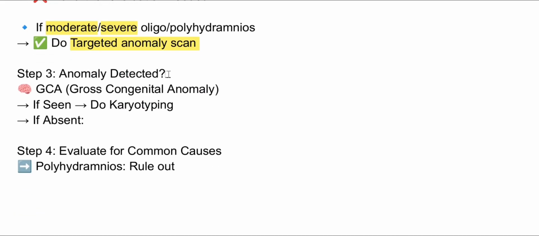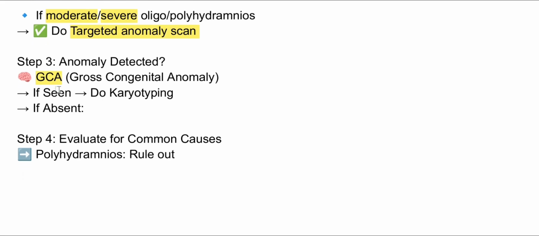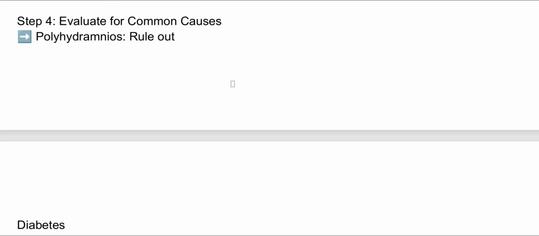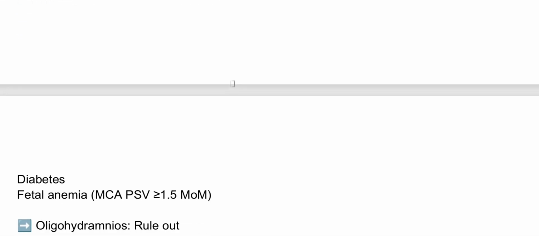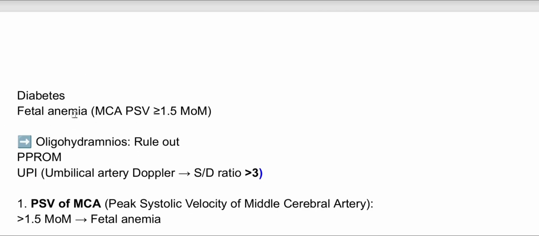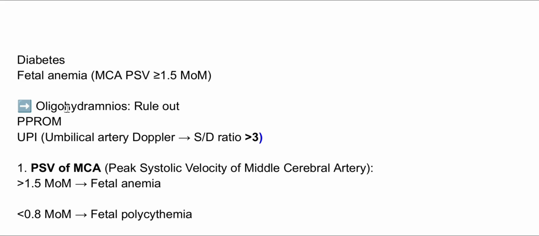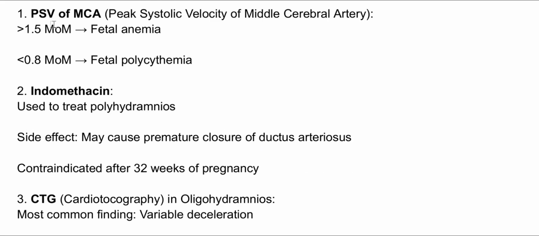Step 3 is anomaly detection. If any gross congenital anomaly is detected, we will go for karyotyping. Step 4, we will rule out causes of polyhydramnios by ruling out diabetes and fetal anemia. In fetal anemia, middle cerebral artery peak systolic velocity will be more than 1.5 MoM. And in oligohydramnios, we will rule out PPROM and uteroplacental insufficiency. On umbilical artery Doppler, we will find S/D ratio will be more than 3. Now, peak systolic velocity of middle cerebral artery: if it is more than 1.5, we will consider it as fetal anemia. If it is less than 0.8, we will consider it as polycythemia.